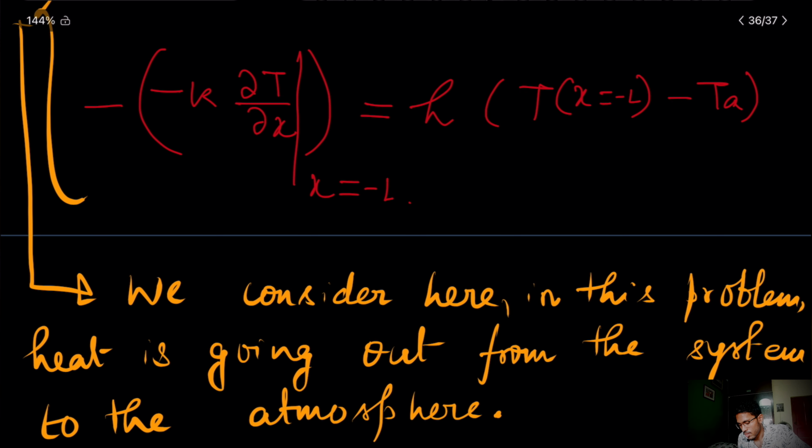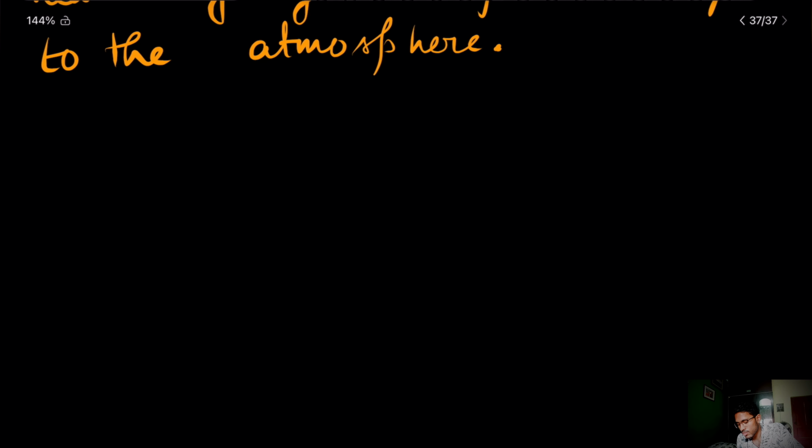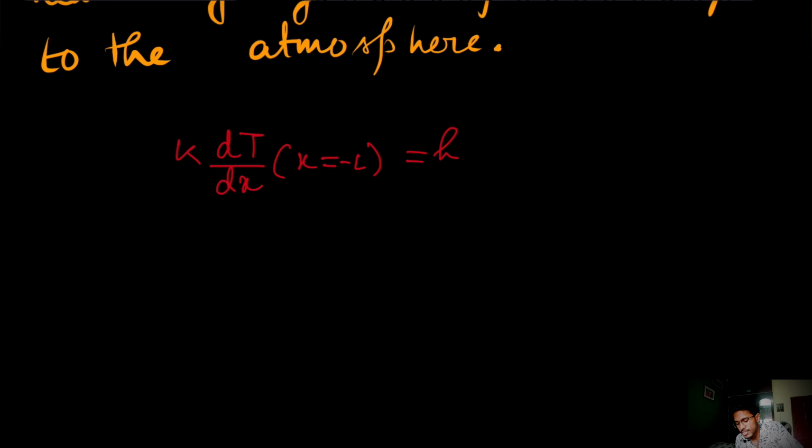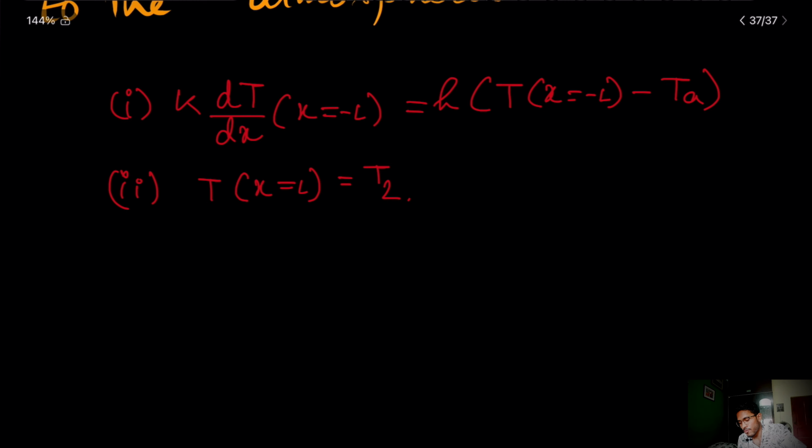Okay, so one boundary condition is this. Let me write it in a concise manner: k del T del x at x equal to minus L is equal to h into T at x equal to minus L minus T ambient. This is one, and another boundary condition is T at x equal to L is equal to T2. It is given, and the governing equation is del 2T del x2 equal to 0.